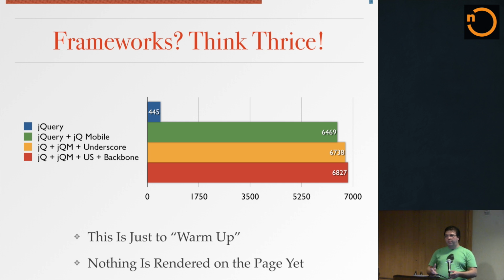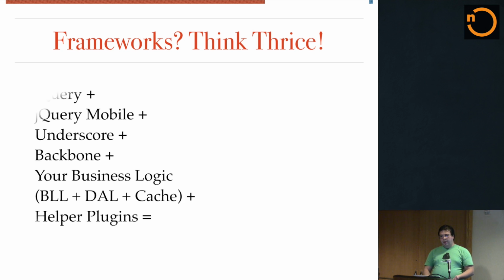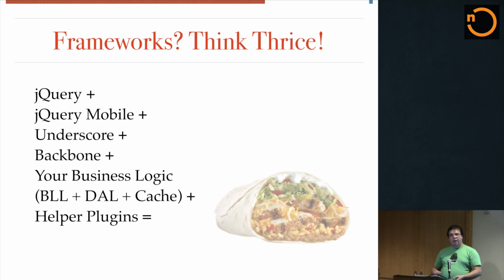This is just to warm things up, and nothing is rendered on the page yet. There are no jQuery widgets rendered. There are no Backbone views created. It's just warm-up code, and I can see 6,827 function calls just to initiate a single plain boilerplate. And this is not the end of the story, because you also have to add your business logic layer, data access layer, caching layer, and all the helper plugins that you attach to your shiny dandy framework. And after we add these all together, it becomes like this.